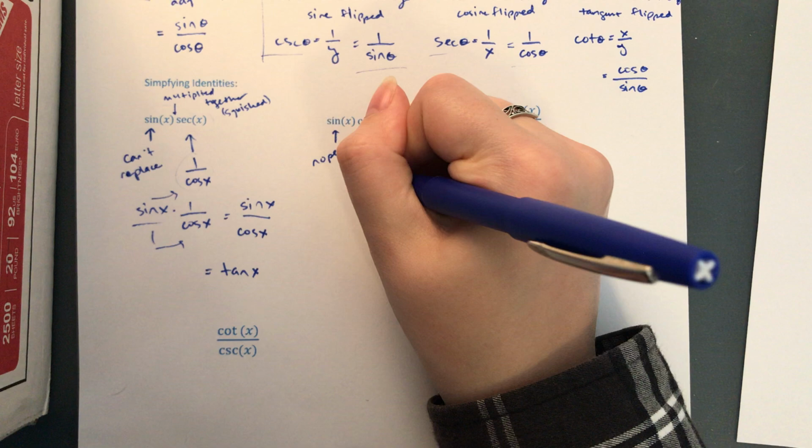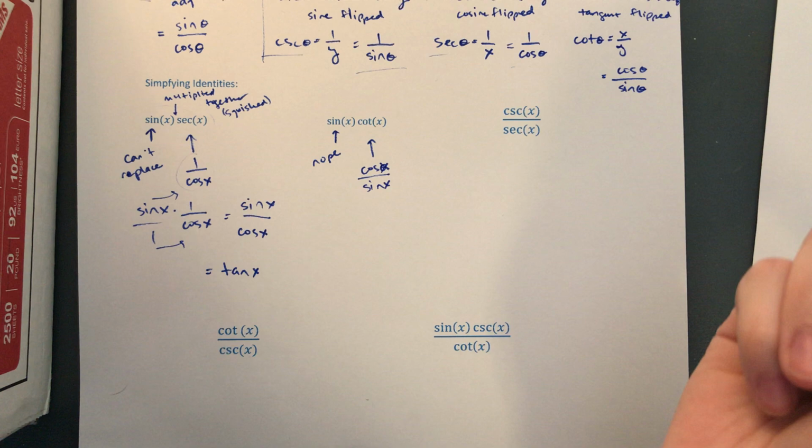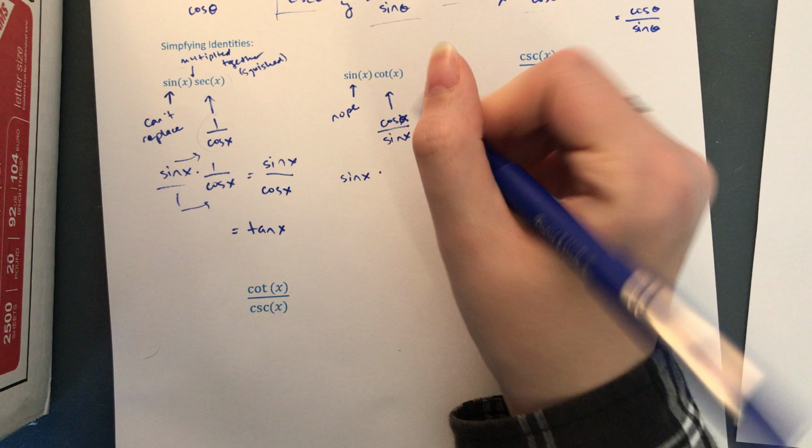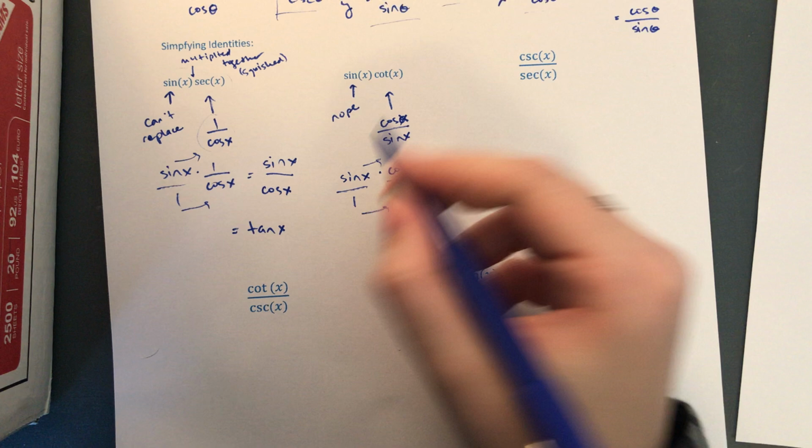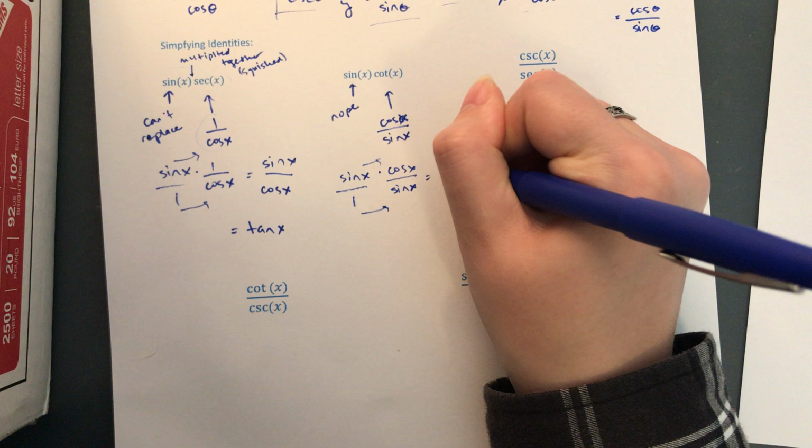Cosine, oh, it's x, not theta. Cosine over sine. So I'll rewrite it now, and I've just got sine still. I've got sine x times cosine x over sine x. And again, I'm going to put sine over 1, and then with fractions, you just multiply across. So sine times cosine is just sine cosine. So we get sine x cosine x, and the bottom is 1 times sine x, which is sine x.